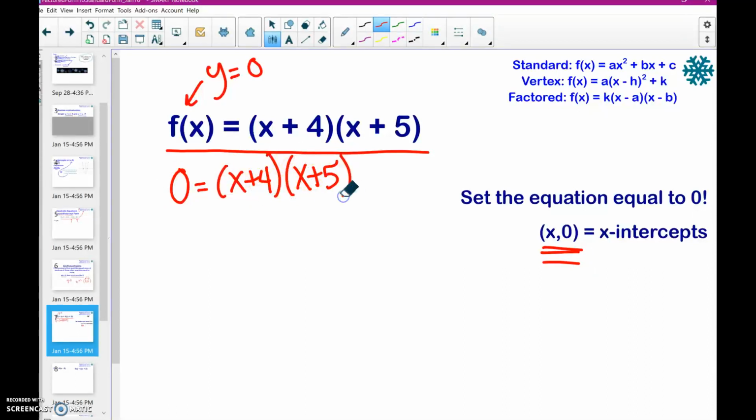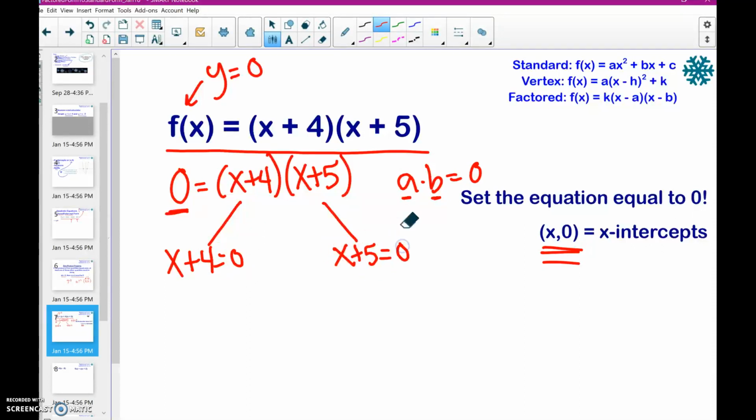According to the zero product property that we just learned about, if we have some quantity A times some quantity B equal to 0, we know that either A or B has to be 0. So we need to figure out what x values exist that make this function equal to 0. What you do is you set each linear factor equal to 0. So let's try that. x plus 4 equals 0, or x plus 5 equals 0, because again, what this means is that one of these factors has to be 0 if we want a product of 0.